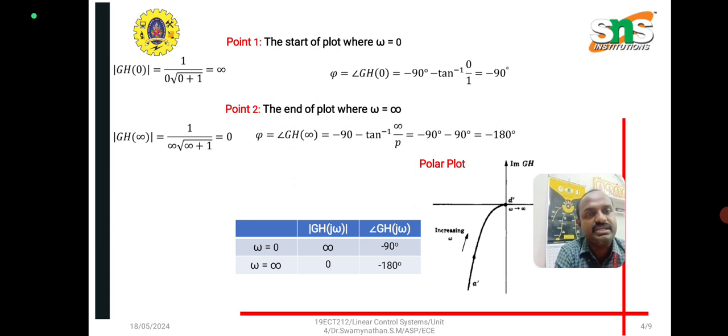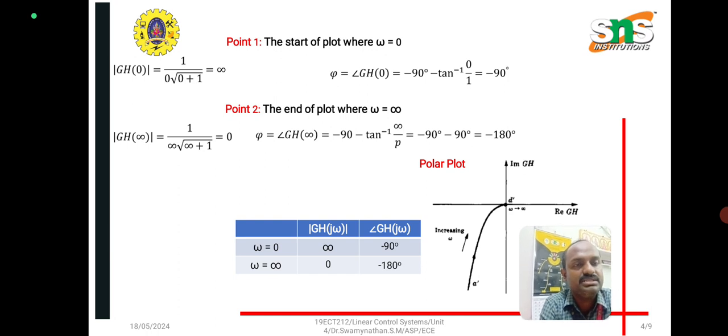that is minus 90 degree. At the end point, omega is equal to infinity, you get 1 divided by infinity times root of infinity plus 1, which is equal to 0. And the phase angle of G H of infinity is minus 90 degree minus tan inverse infinity, so minus 90 degree minus 90 degree, that is minus 180 degree. So you can tabulate modulus and phase: infinity, 0 and minus 90 degree, minus 180 degree. You can draw the plot based on this.